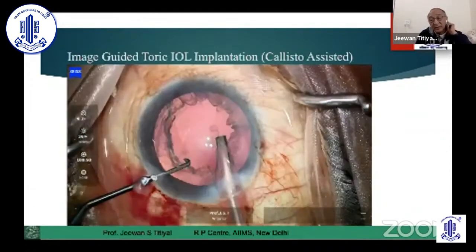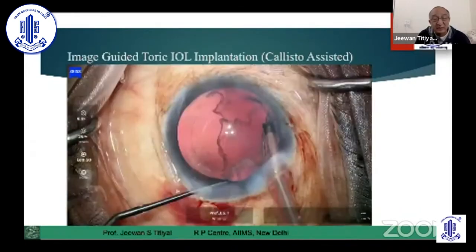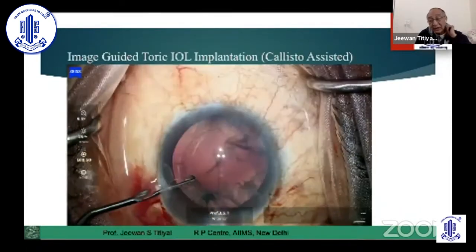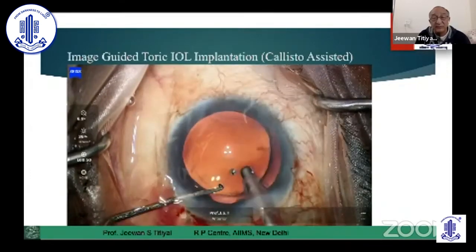Once we complete the nucleotomy safely, you can have the cortex aspirated. You all know that for any IOL implantation, proper cleaning of the posterior capsule is also important.